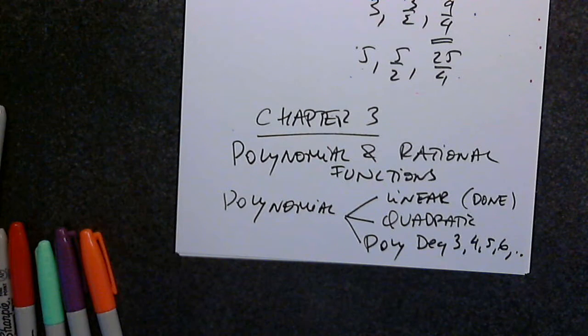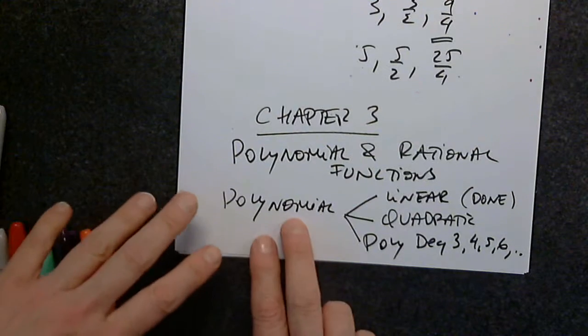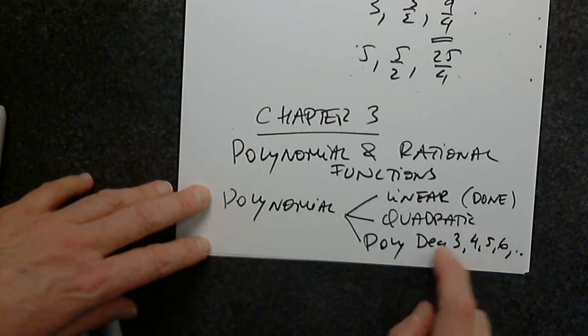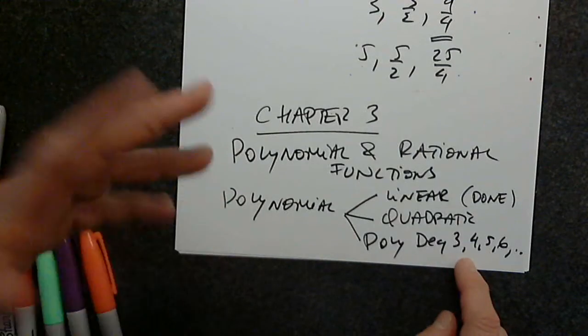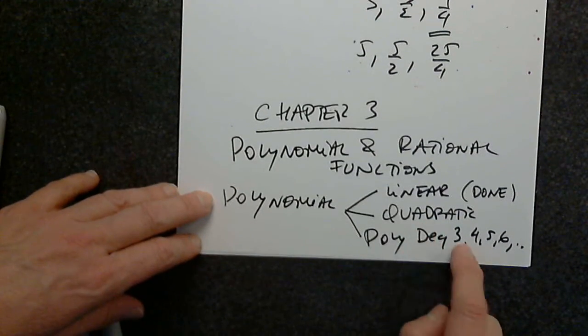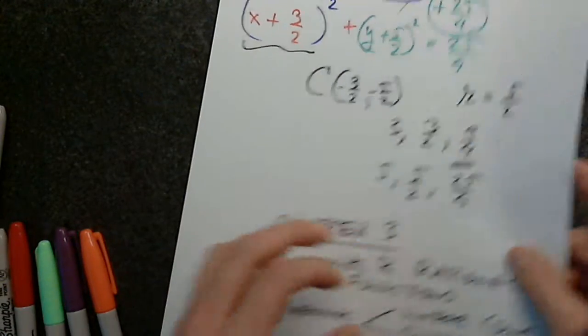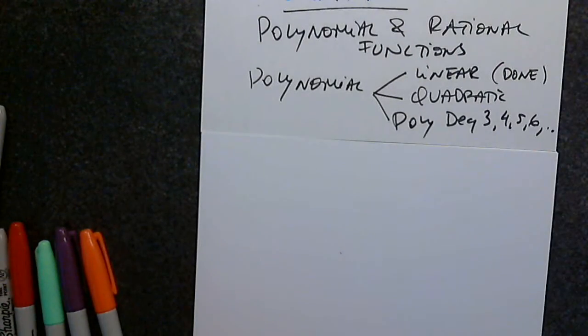Polynomials in the degrees, like if it's to the third degree, the fourth degree, and so on. We had equations with degree 3 and 4. We didn't really have degree 5 and 6. So polynomial functions: linear, the simplest one; quadratic is the next level; and polynomials of degree higher than 2: 3, 4, 5, 6. Okay, so let's go back to quadratic functions.